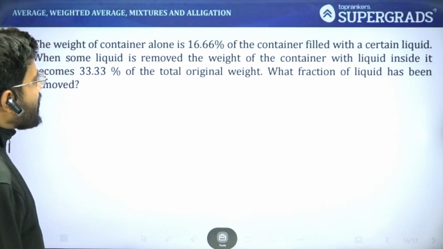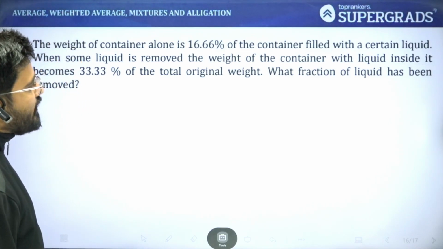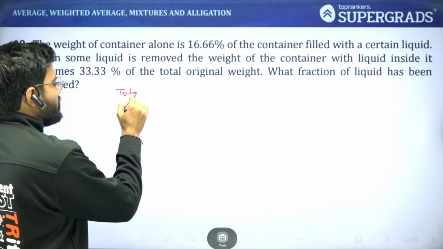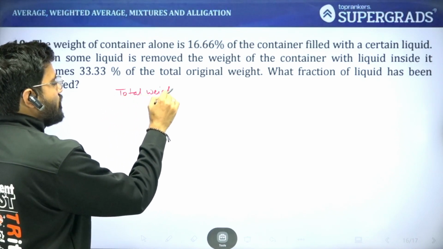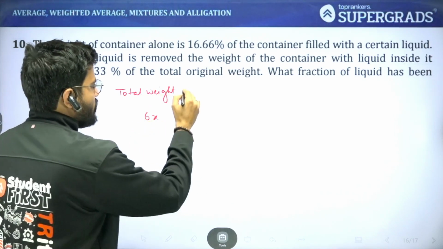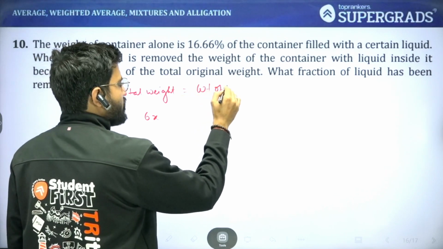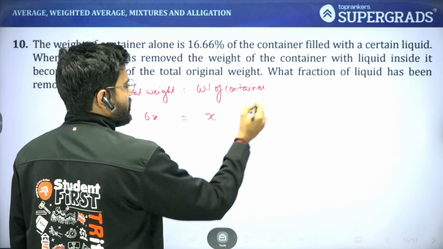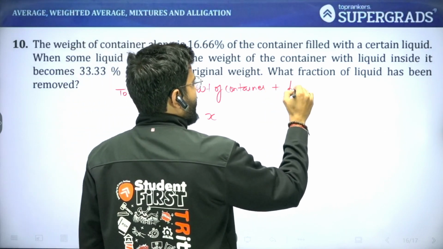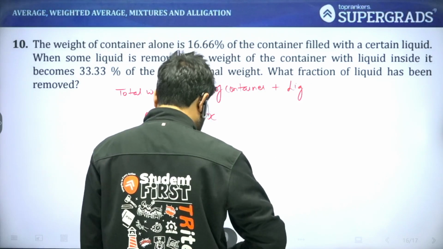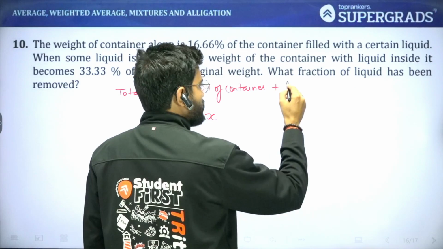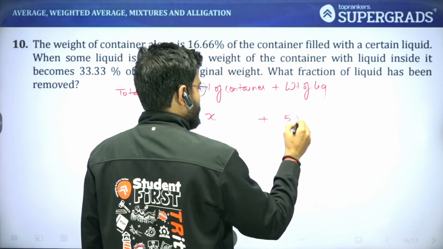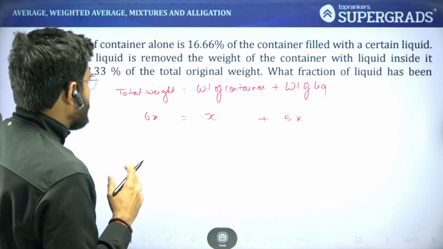So here, the weight of the container alone is 16.66% of the container filled with a certain liquid. So let the total weight be 6x. So weight of container is 16.66%, which is 1/6, plus weight of liquid is 5x. Okay. So this is how the distribution looks like.